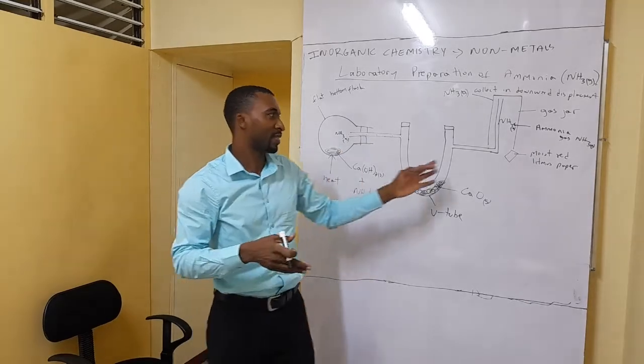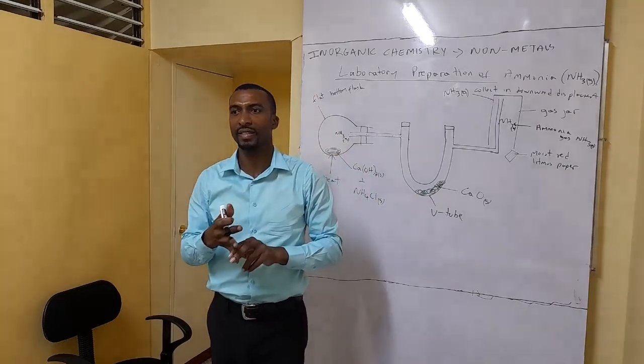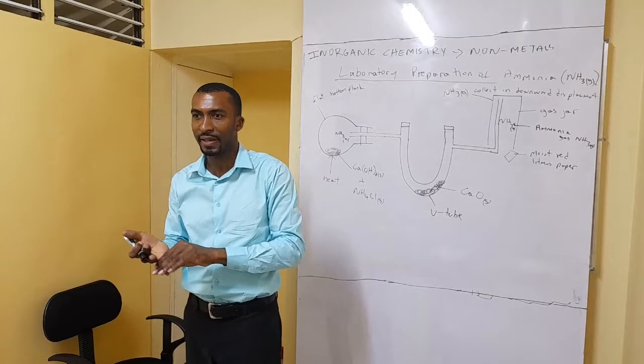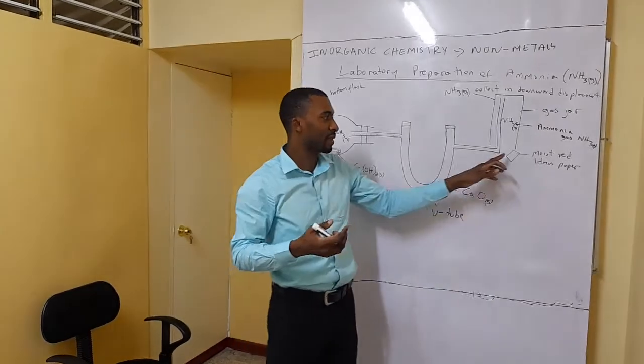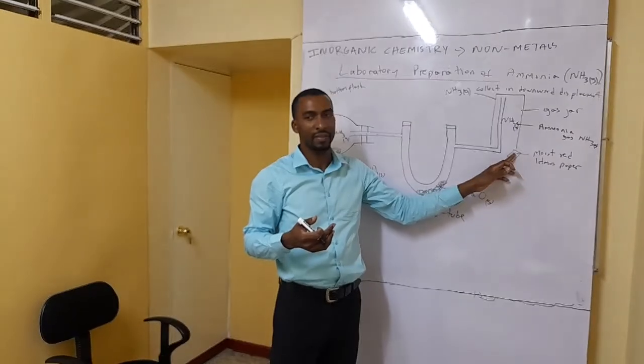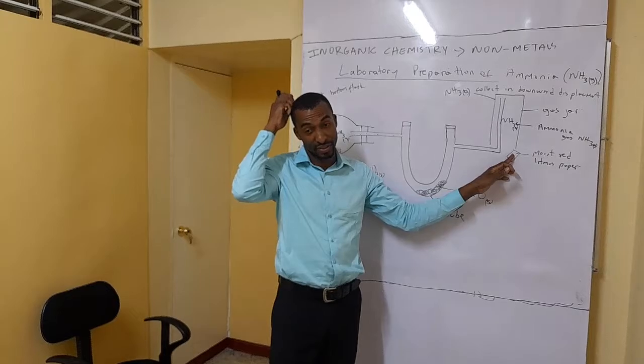That's why it's so easy to test with the red litmus paper, because litmus is red in acid and will change blue in base. Alright? So if we have the moist red litmus paper here, the ammonia gas will react to form ammonium hydroxide on the paper, and it will form the base, which will change it to blue.